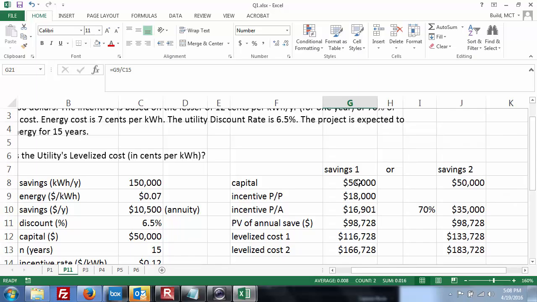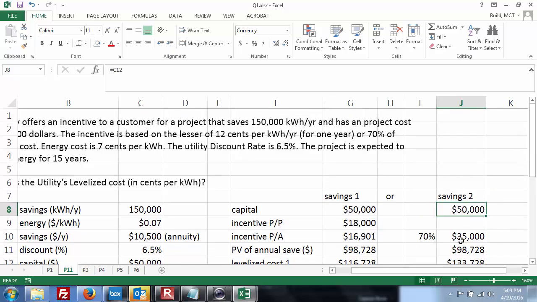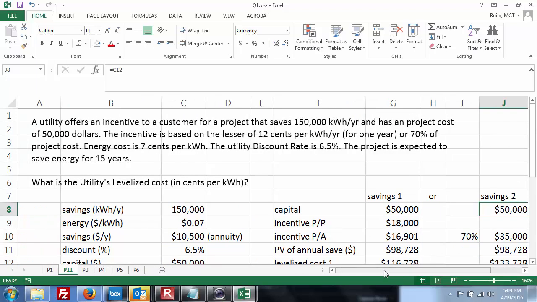I went ahead and flipped these capital. So I don't think the capital comes into play. It's basically the user is going to pay $50,000 up front, so the utility doesn't even really see that money. The only way they see that money is in one of two ways: is to pay 12 cents per kilowatt hour saved. So basically, they're saying the bigger the project you make, the more we're going to subsidize it.